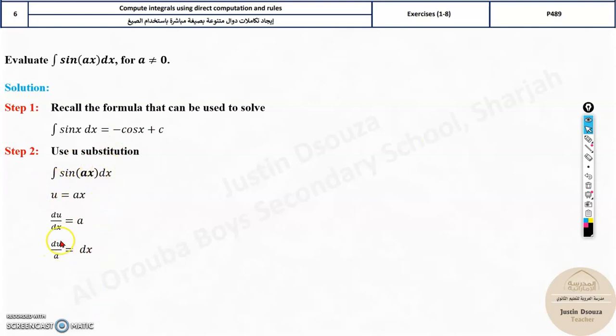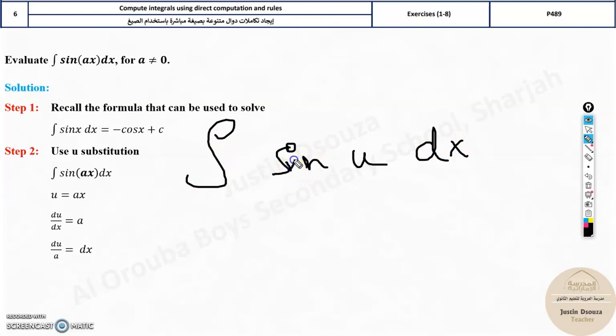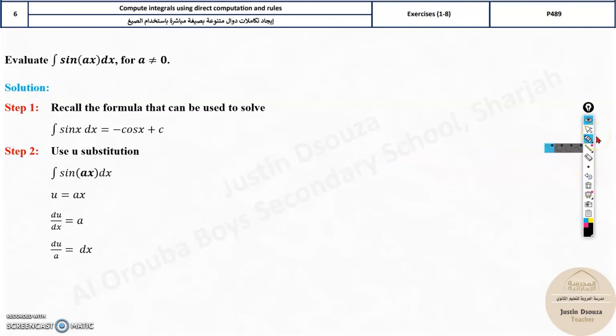Why do we need dx in terms of du? Because now you can substitute u for ax inside the sine, but you're still left with dx. You can't integrate when you have the function in terms of u and the integral in terms of dx. These are two different things. It's not possible. It must be the same variable. So that is why you need to find dx in terms of du. Now just substitute everything and solve.